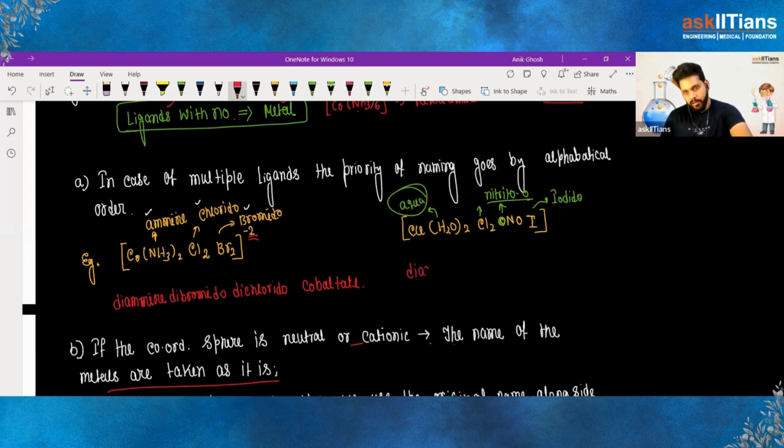So the name of this compound would be diaqua, then dichlorido, nitrito-O, iodido. Now the charge, let me give a charge: 2-. Iodido cuprate. Cuprate. Right? That is the name of this compound. Okay, guys. Now, the last thing about the naming.